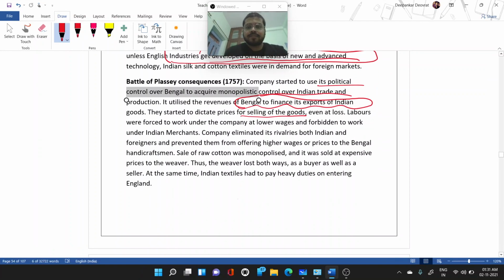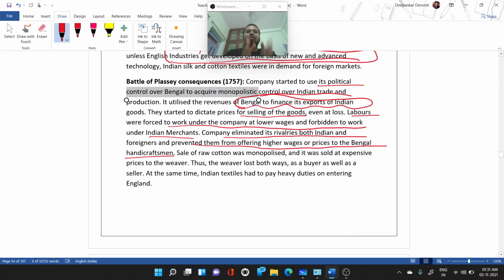So laborers were forced to work under the company at lower wages and were forbidden to work under the Indian merchants. Companies eliminated these rivalries, both Indian and foreign, and prevented them from offering higher wages or prices to the Bengal handicrafts. It was like the companies did not allow other foreigners, like the French and all, to trade with India. And further, within the country also, they were not allowing the workers to work with the Indian merchants.